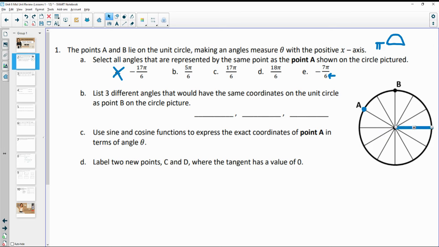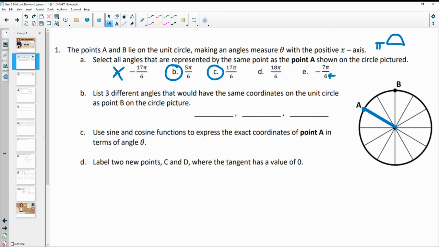For the next one is positive 5 pi over 6. So 1, 2, 3, 4, 5 pi over 6. That one lands at the same place as A. So that is one of our coterminal angles. Positive 17 pi over 6. So we're going up. So again, this is 6, 12, 13, 14, 15, 16, 17 pi over 6. Positive lands on A. So that's good.